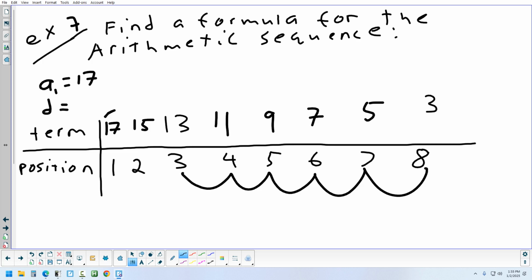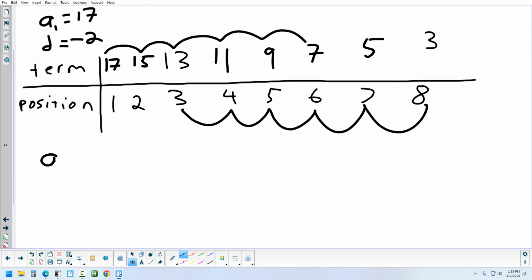What is it that we add or subtract each time as we go to the right? Subtract 2. So make sure we put negative 2. Okay, so this time make sure d is a negative because it's going down. And then use the same formula.